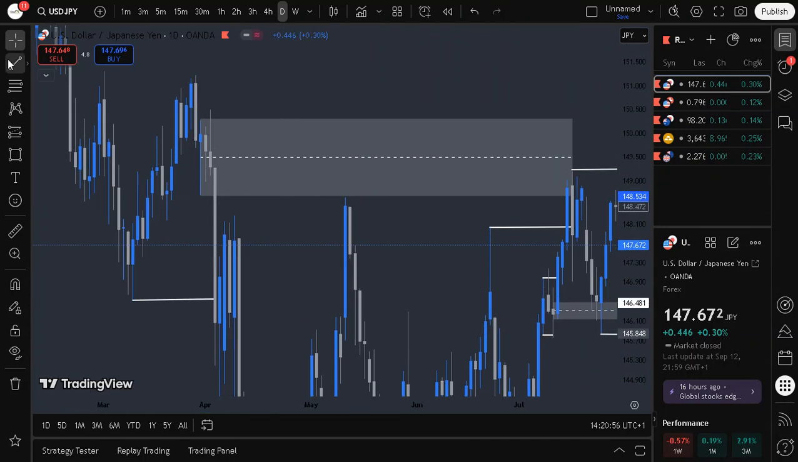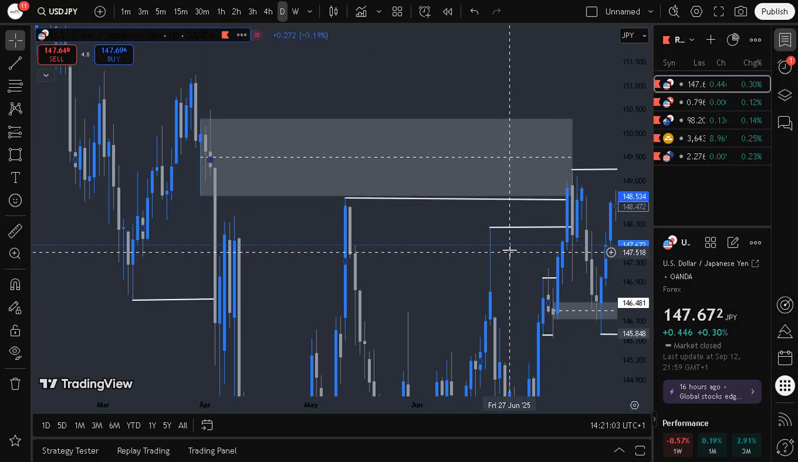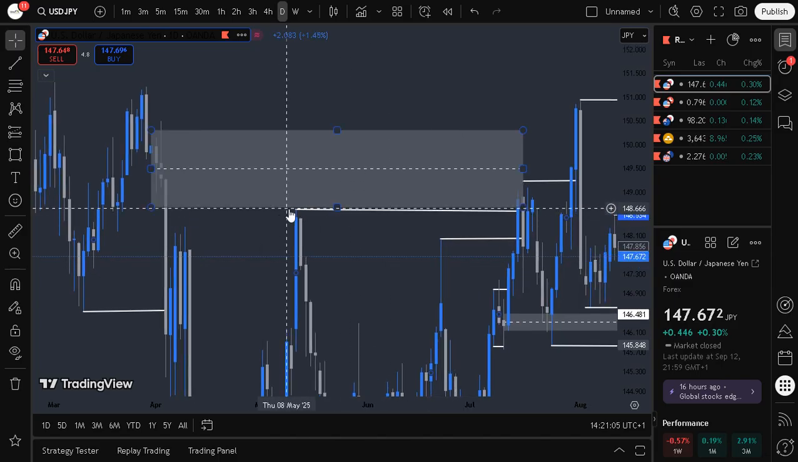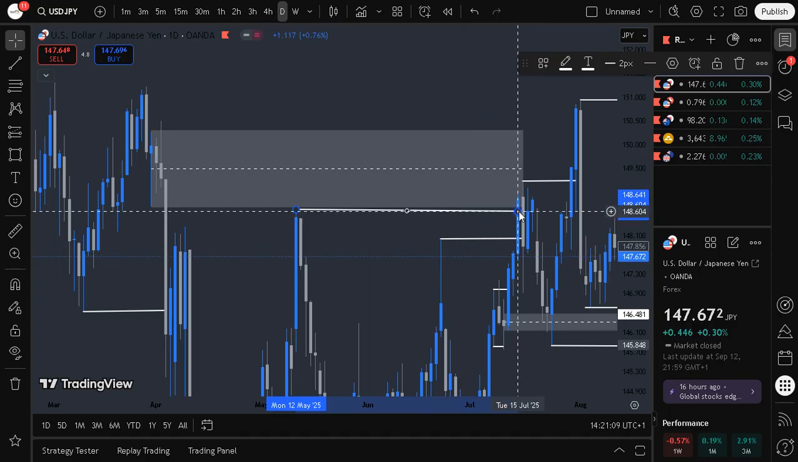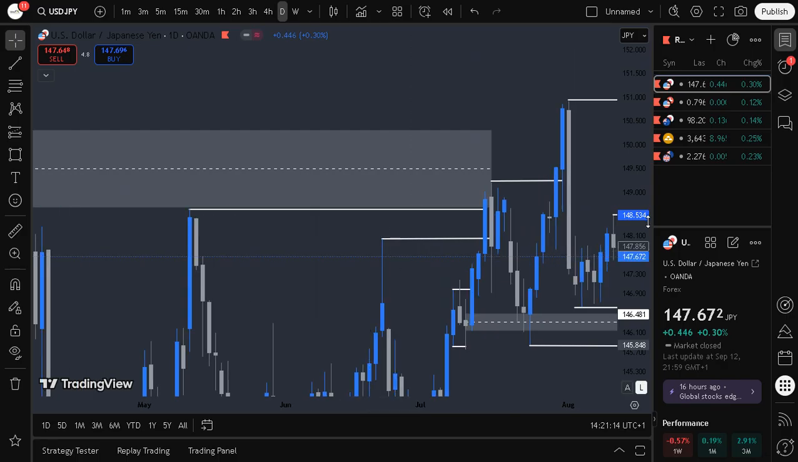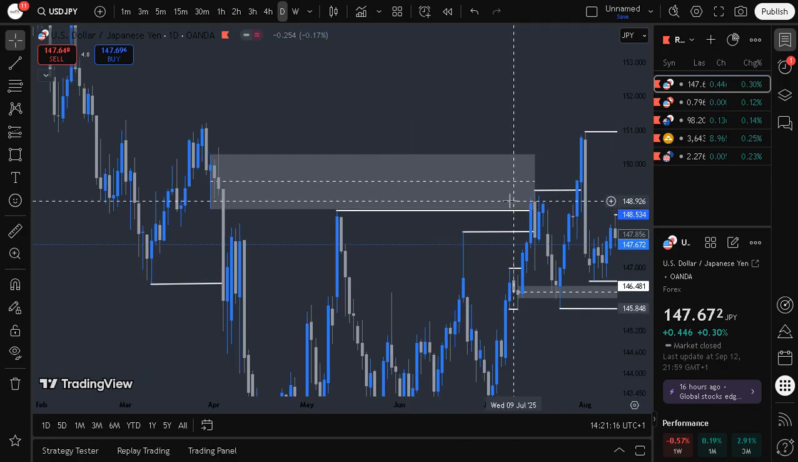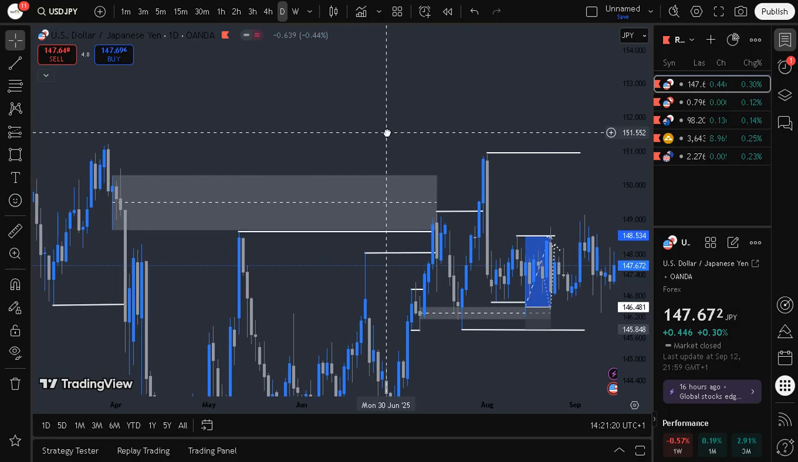And we did have inducement to it too. As you can see, this wick definitely didn't touch the supply, so this is definitely inducement. On other brokers this did touch, but we still have inducement right here. For me, this didn't touch, so this is inducement to the zone. So what did price do? Price came to it, reacted off it before failing it.